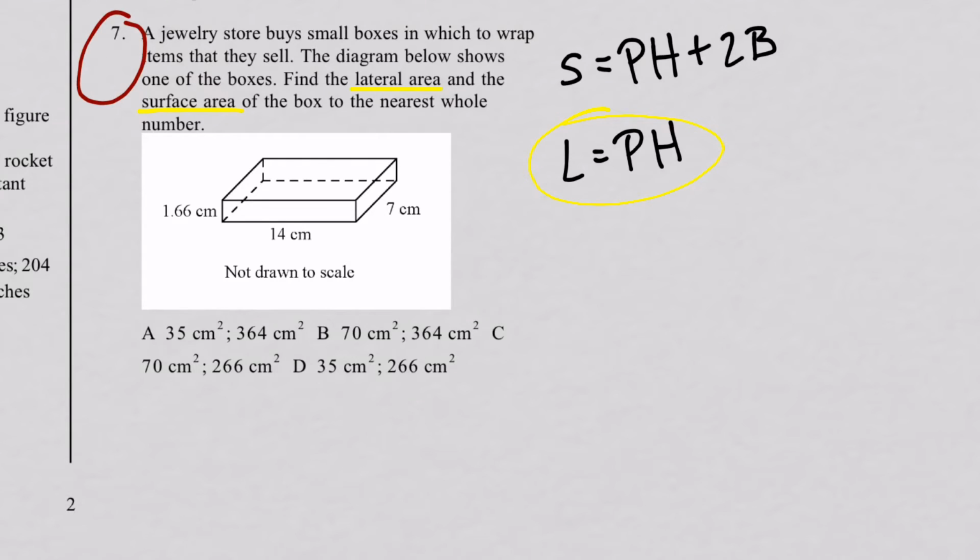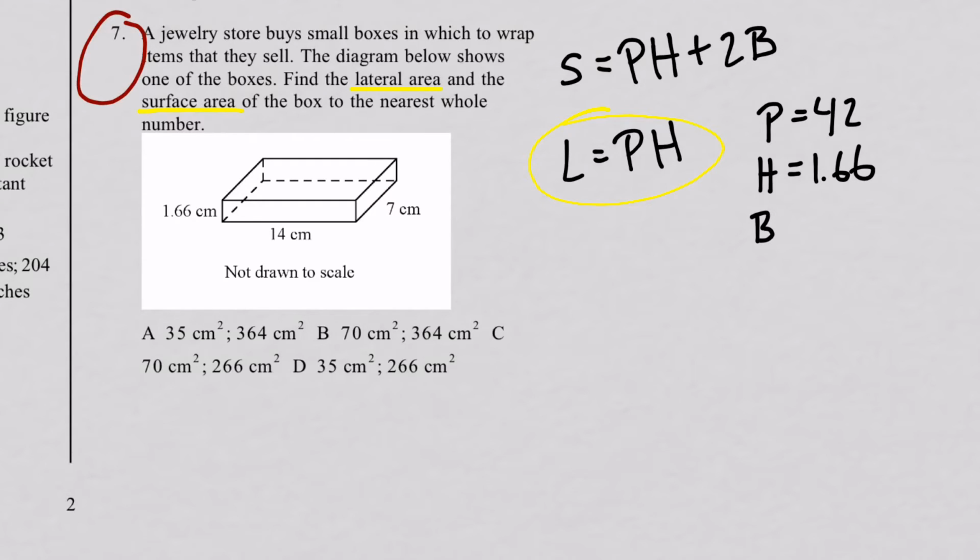So let's see. The lateral area is perimeter times height. The perimeter of the base, in this case, you're looking at this bottom rectangle. Pretend it's a box. The bottom part of the rectangle is the base. So the perimeter is 14 plus 7 plus 14 plus 7, adding all four sides. 14 plus 7 is 21, plus 14 plus 7, which is another 21. So P is 42. H is the height. That one is easy to find. It's right there, 1.66.